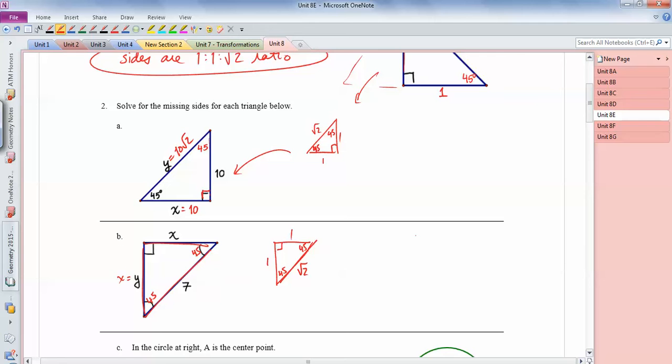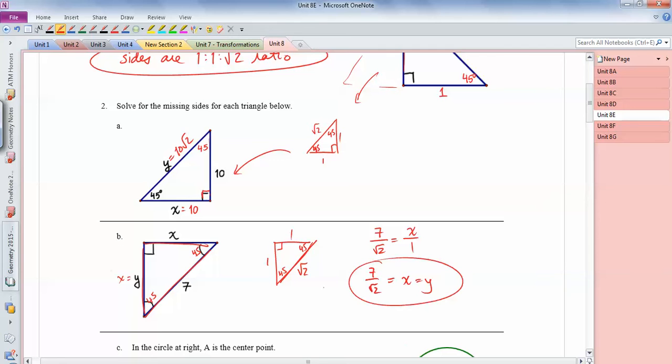So we'll set up a ratio. I'll do the big triangle over the little triangle. So 7 goes with root 2 the same way that x goes with 1. So if I cross multiply, I get 7 equals, well, actually, x over 1 is x. So this is 7 over root 2. And we know x and y have to be the same. So there we go, right?